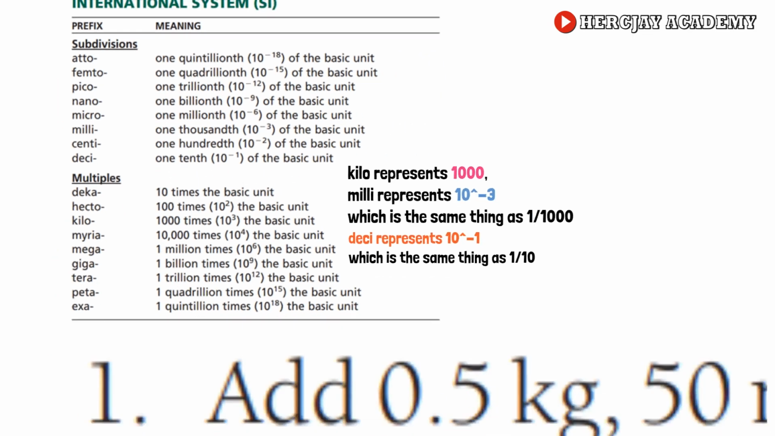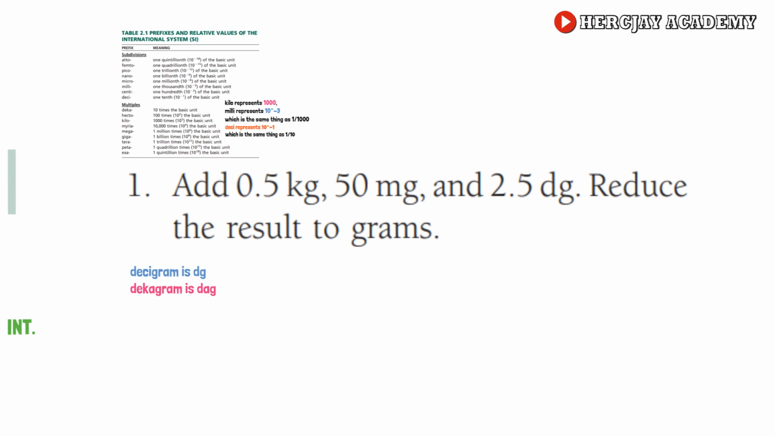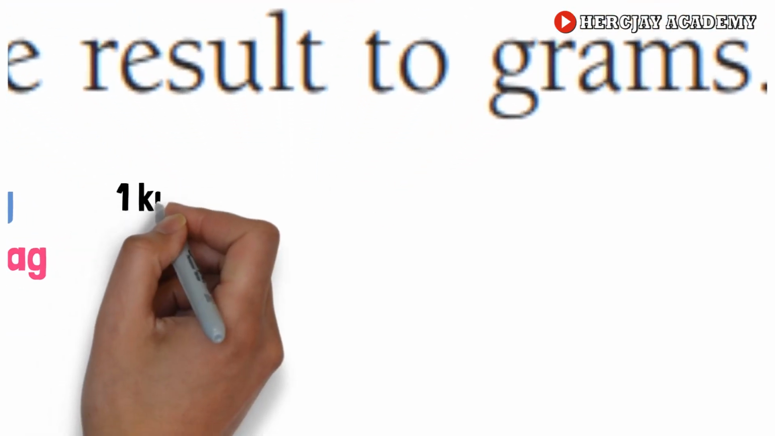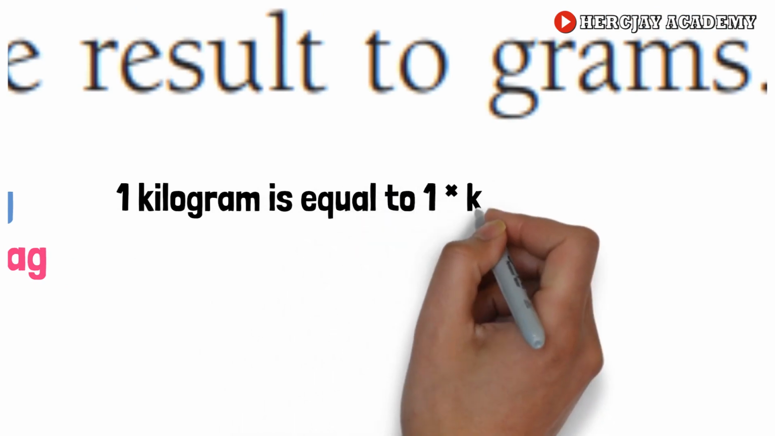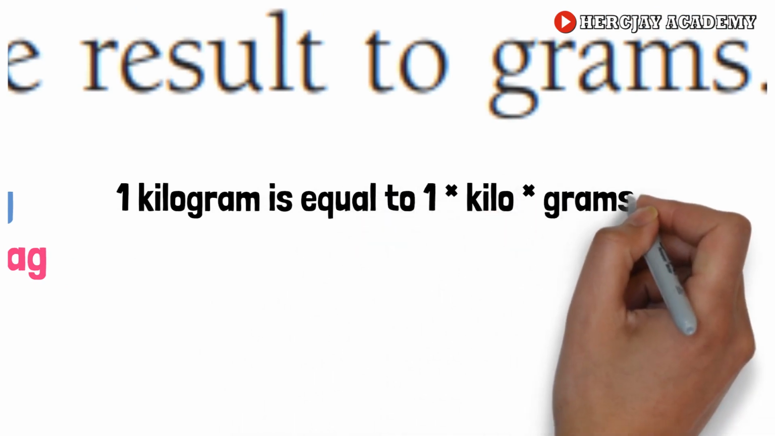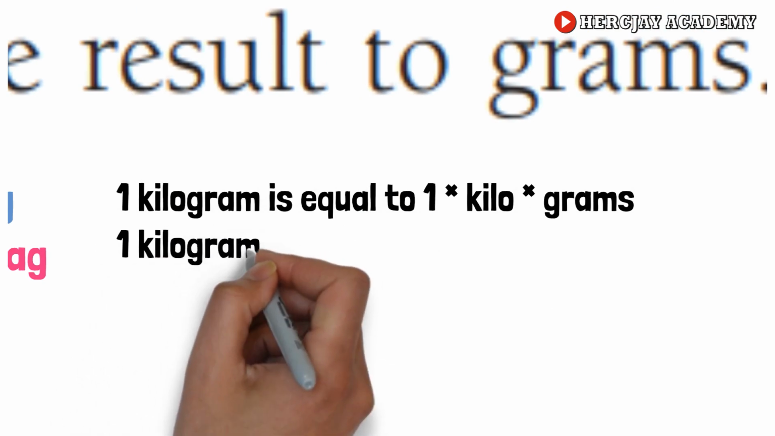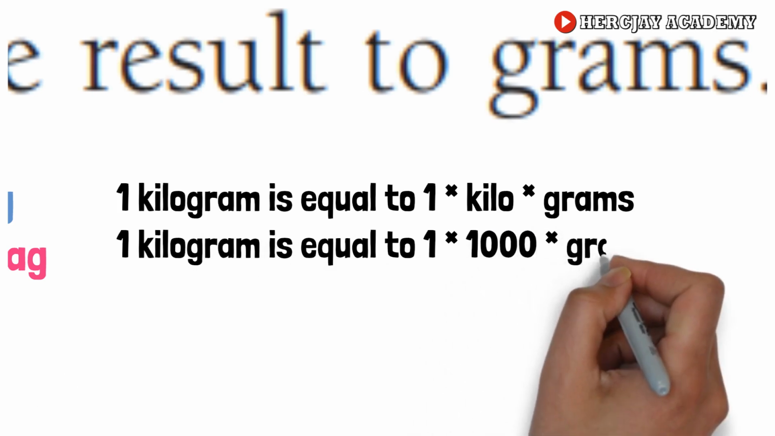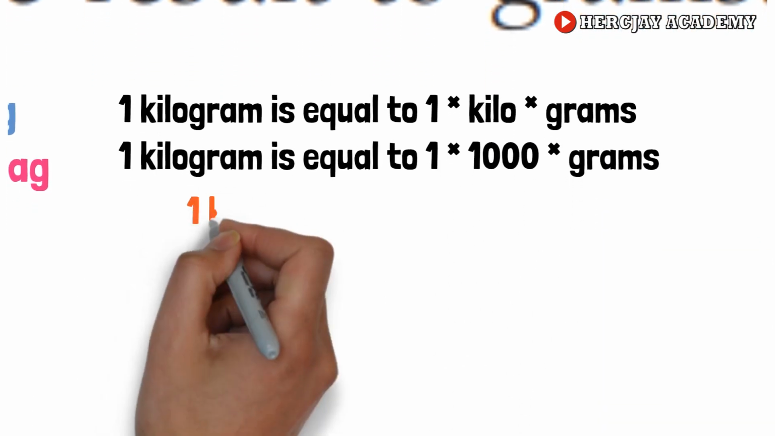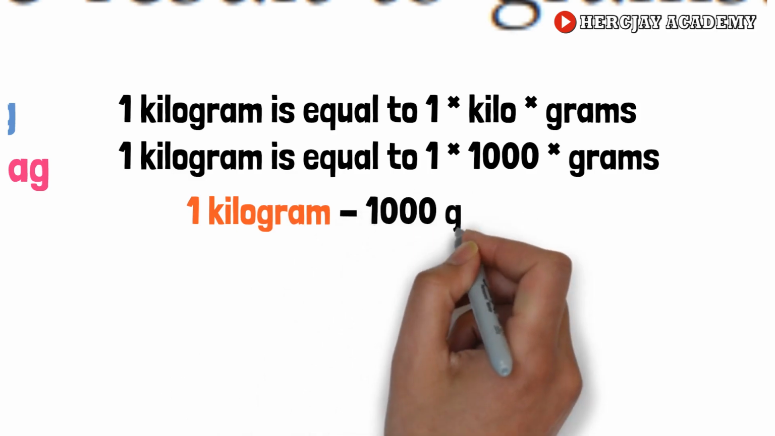Same logic, it is 10 because the value says 10 raised to the power minus 1, which means 1 0. Now, to use these values in doing the conversion, it is always good to start with a value of 1, then include the number you want to convert, and then cross multiply it to get your answer. Here is how it's done. To convert 0.5 kilograms to grams, we start by saying that 1 kilogram is equal to 1 times kilo times grams. Since we know that kilo represents 1000 from the table, we can say that 1 kilogram is equal to 1 times 1000 times grams. Therefore, we have the relationship 1 kilogram is equal to 1000 grams.